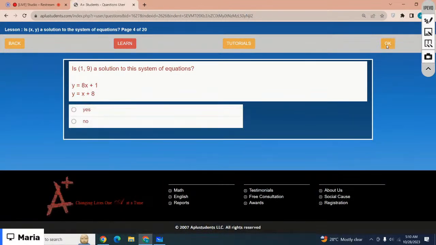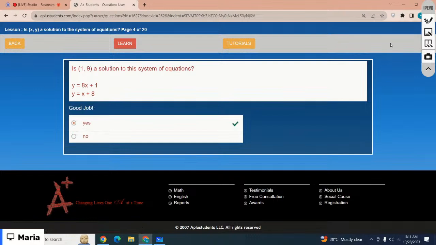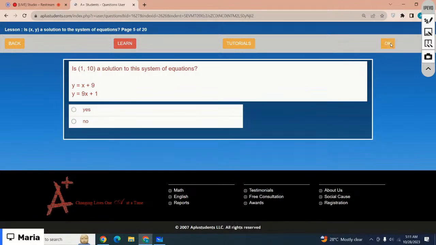Is 1, 9 a solution of the system of equations? Which is the correct option? Yes, it is a solution of the system of equations, right? The correct option is yes. Okay, the next one: is 1, 10 a solution of the system of equations?